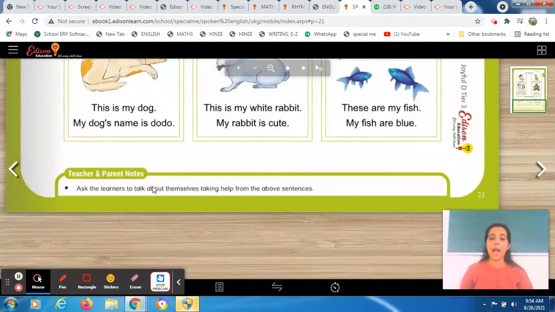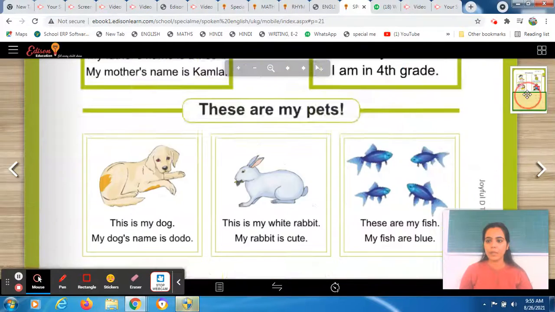So, how do we have to cover this worksheet? Ask the learners to talk about themselves. So, students, this worksheet is all about giving you an example of how you have to give a self introduction. Basically, you have to talk about yourselves with others by taking the help of the above sentences. The above sentences given to you are just an example so that you can converse, you will give self introduction to others. Okay, so let's start now.